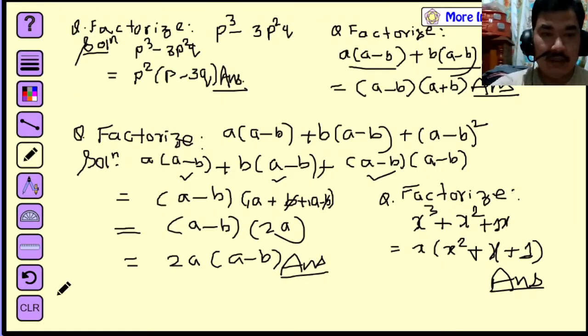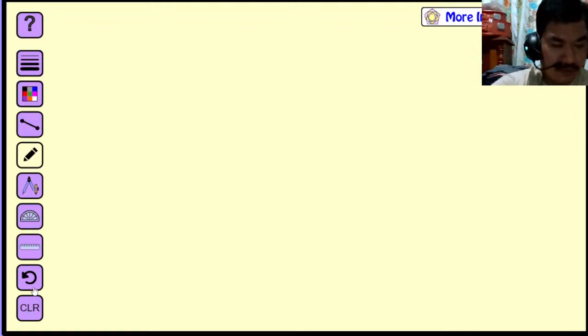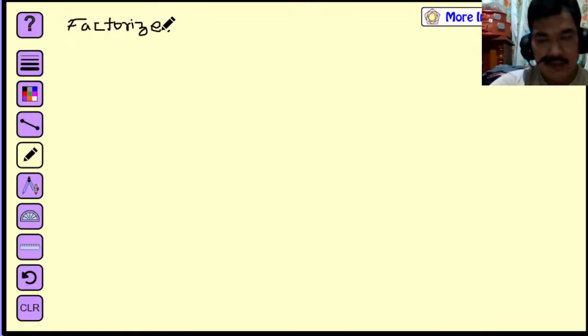Okay, now see here. I want to clear this and show you another method of factorization, which is known as factorization by grouping. Right here, factorize. This question is also about factorizing, but in this question we have to group. Suppose a question is given like this. What to do in such a question?